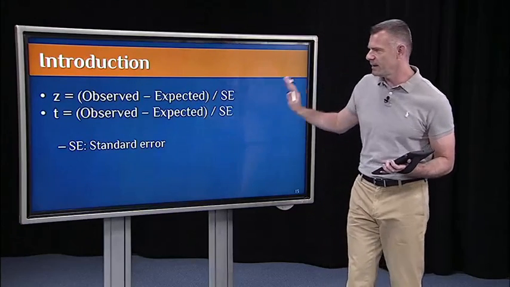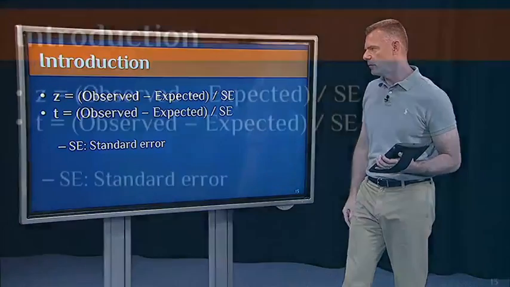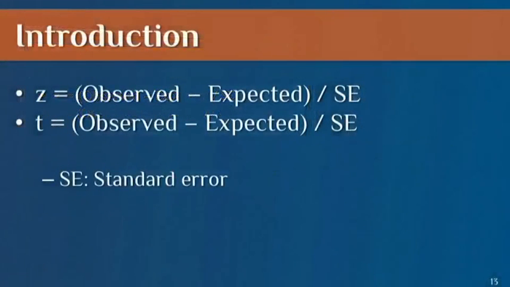In each case, Z or T, the test statistic is going to be some observed value, what we actually observed in our sample, minus an expected value, relative to standard error.